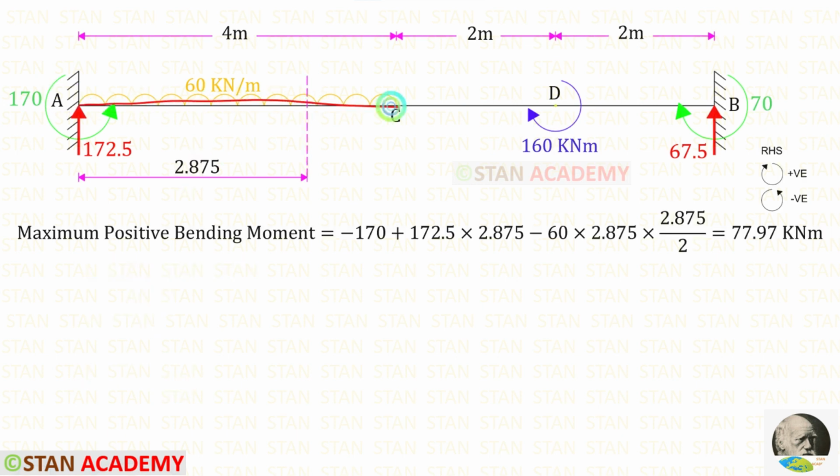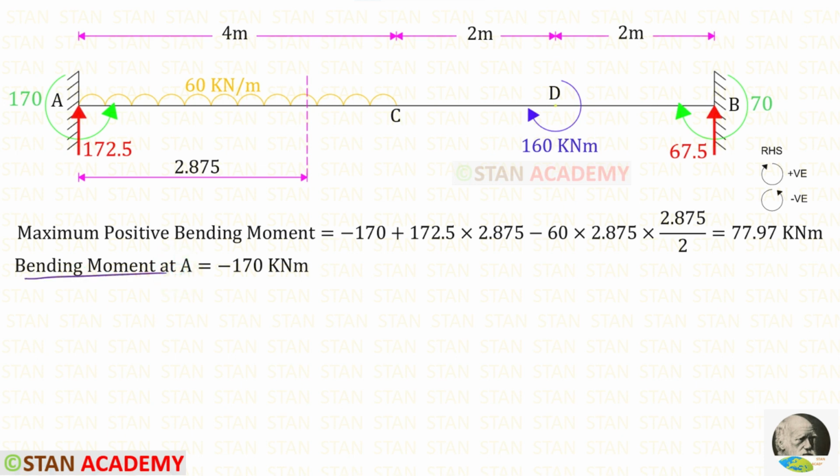Now, under the uniformly distributed load, let us find the maximum positive bending moment. MA is acting in the anticlockwise direction, so it will be negative. RA is acting in the clockwise direction, so it will be positive, and the distance is 2.875. The uniformly distributed load is acting in the anticlockwise direction, so it will be negative. We know that with the uniformly distributed load, we have to multiply the distance and the distance by 2. Finally, we will get 77.97.